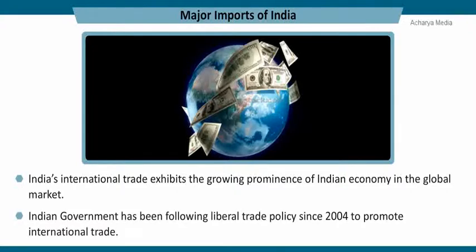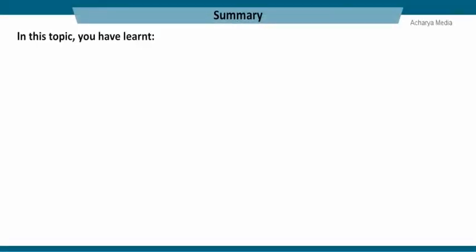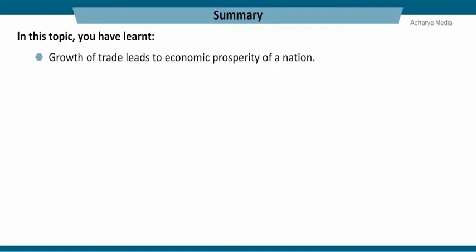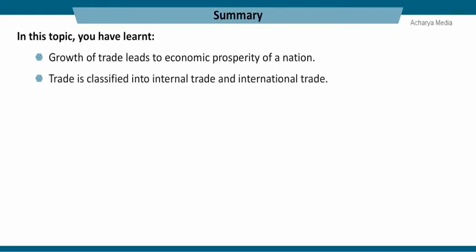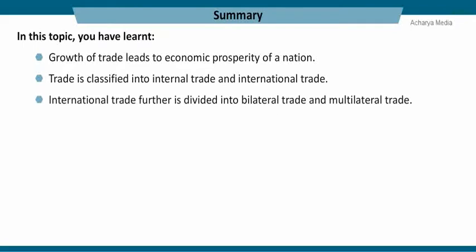The Indian government has been following a liberal trade policy since 2004 to promote international trade. In this topic, you have learnt growth of trade leads to economic prosperity of a nation. Trade is classified into internal trade and international trade. International trade further is divided into bilateral trade and multilateral trade.